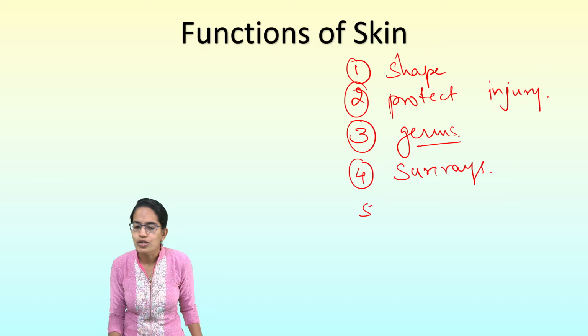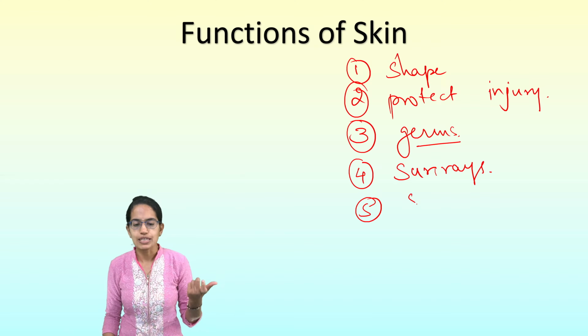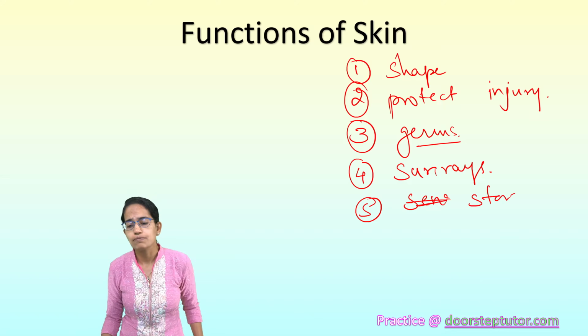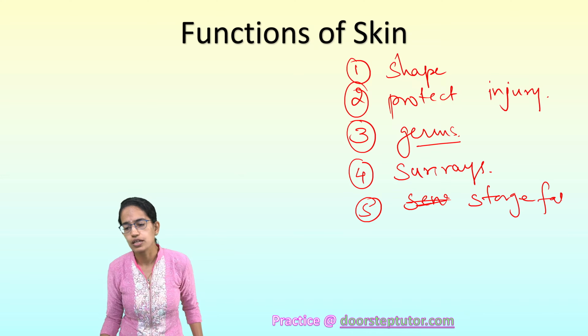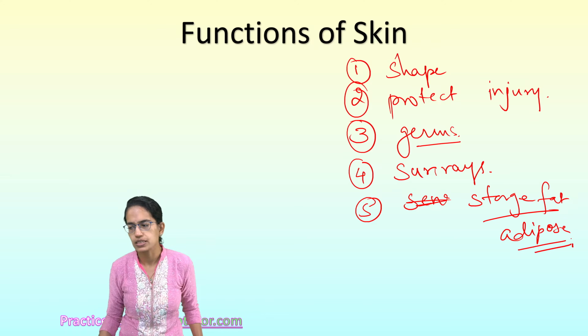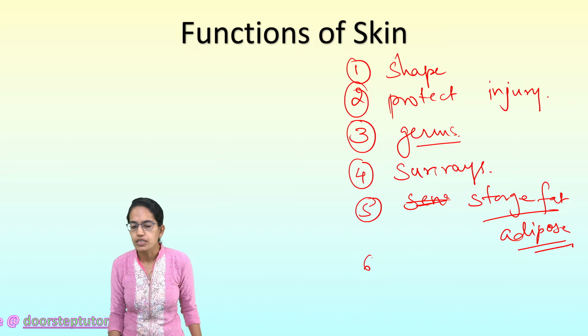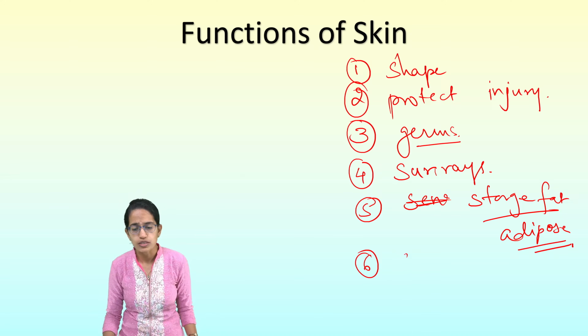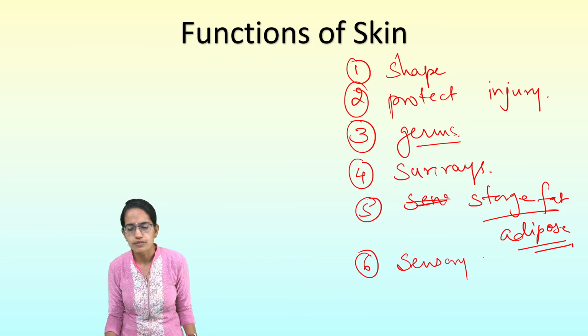The next important function is storage. It acts as a storage, and the main idea is the storage occurs through which cells? Adipose cells, as we have understood in our previous lectures. The next important function of skin is it is one of the 5 sense organs. So it is a sensory organ.